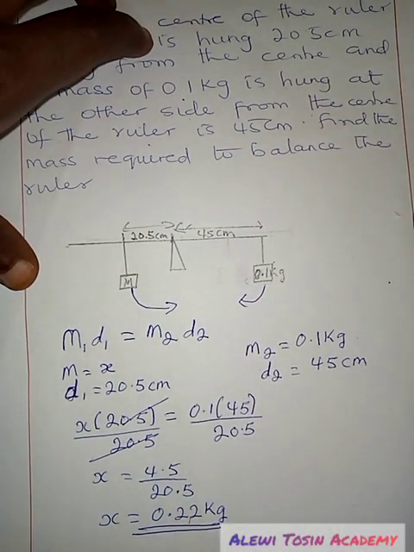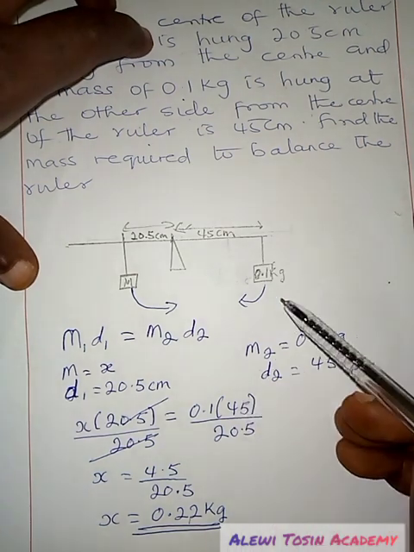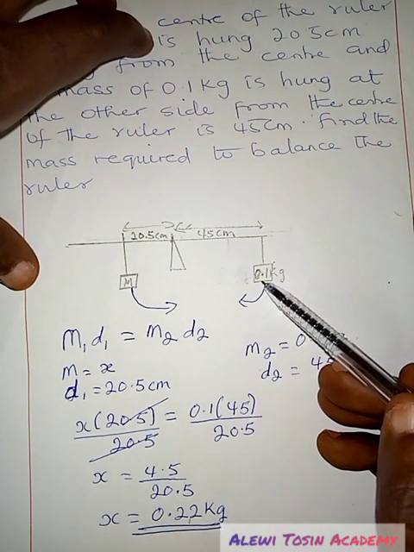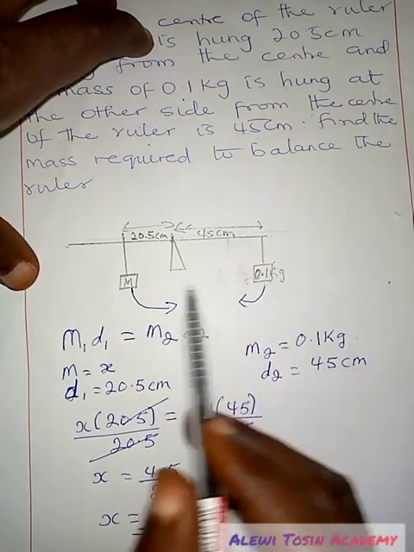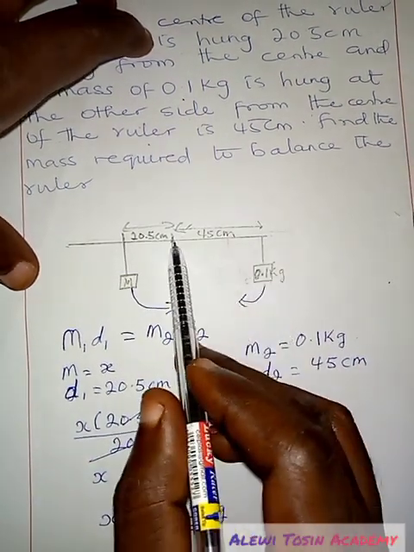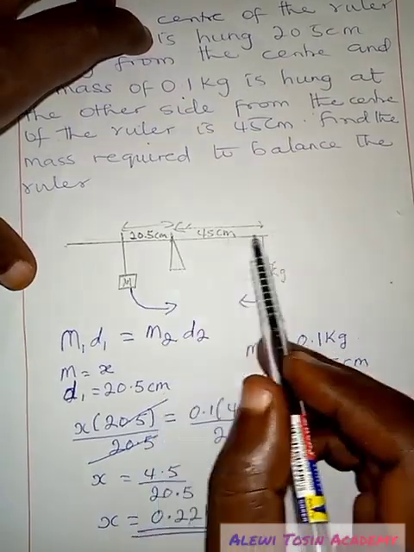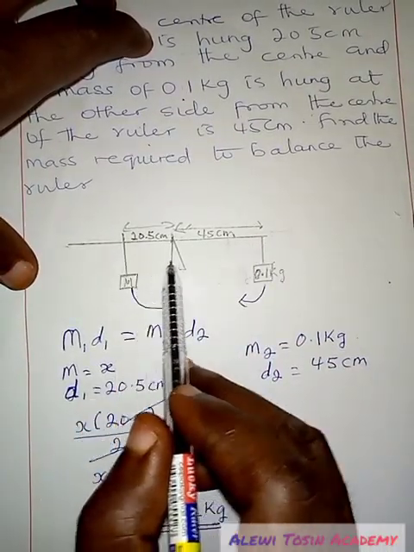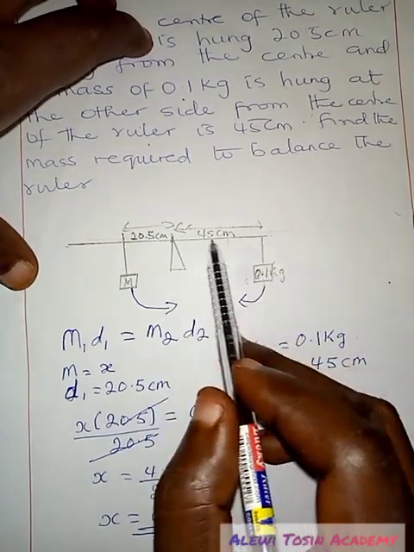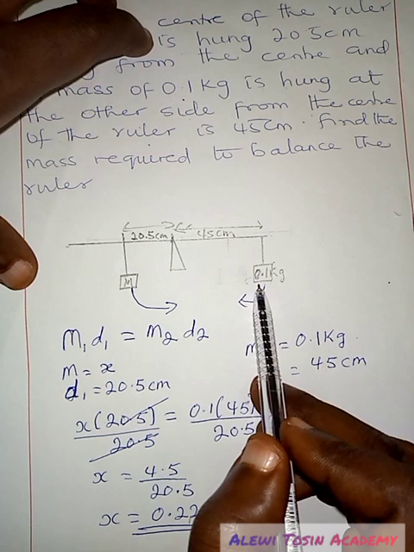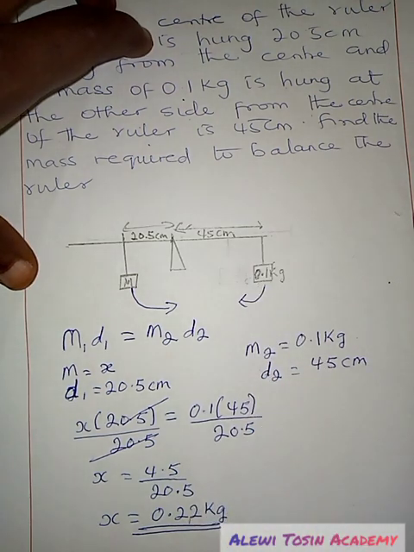Now you will notice something here: the mass that will be here will need to be bigger than the mass that will be on here, because the distance here is more than the distance here. So the distance has a certain relationship with the mass that will be on here. So that is all for the question.